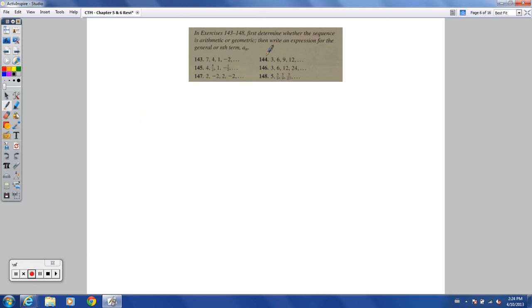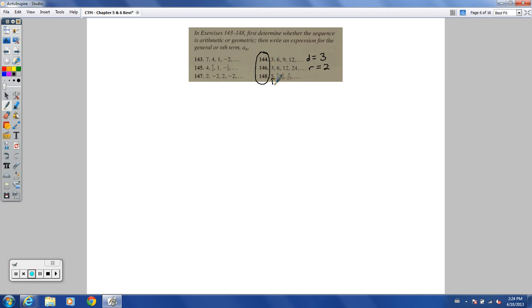Numbers 144, 146, and 148. Let's take a look at those even ones now. First determine whether the sequence is arithmetic or geometric, and then write an expression for the general or nth term. So for each one of these, are we adding something every time, or are we multiplying by something every time? So I look at this first one, 144, plus 3, plus 3, plus 3. This one has a common difference of 3. The second one here, 146, that looks like times 2, times 2, times 2. So this one has a common ratio of 2.